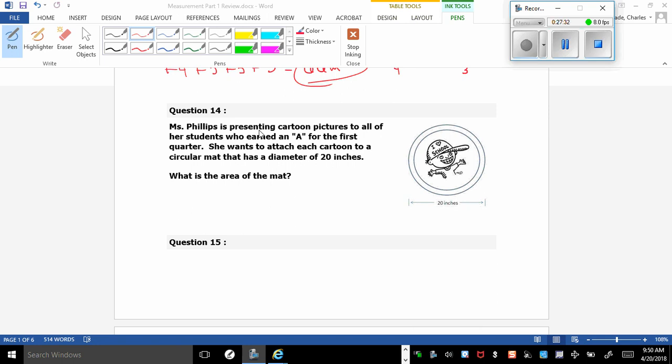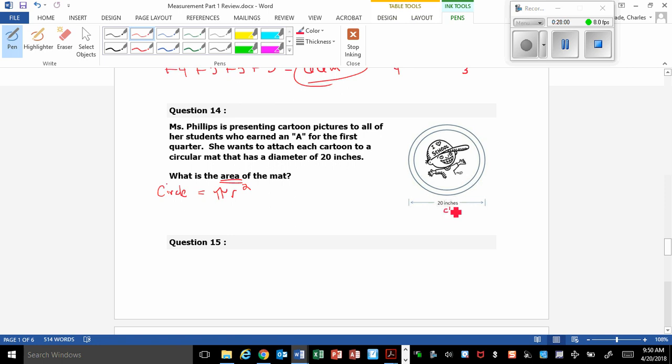Miss Phillips is presenting cartoon pictures to all of her students who earned an A for the first quarter. She wants to attach each cartoon to a circular mat that has a diameter of 20 inches. What is the area of the mat? All right, so they already tell you what we're looking for, area. And remember, the area of a circle is pi r squared.